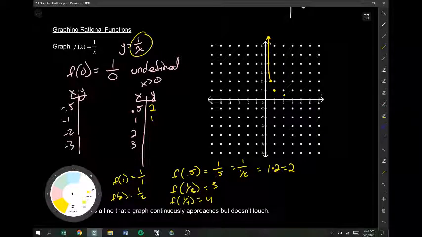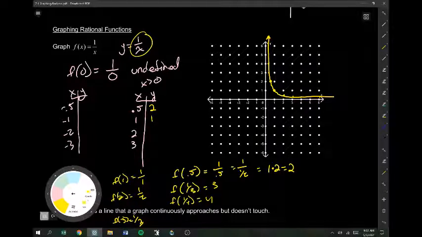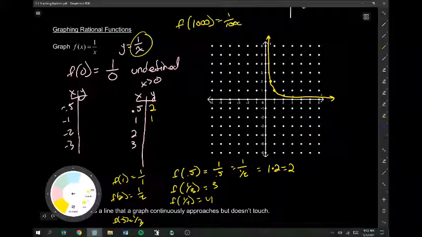And I can keep going down like this. F of 3 is going to get me a third, and then a quarter, then a fifth, and then a sixth. And something really, really interesting happens here. I'm going to draw that a little better. This graph, as it goes to the right, is going to keep getting closer and closer to 0, but it's not going to touch it, right? I can make my x value as big as I want, and my y value just gets really small. But it's never going to become 0.